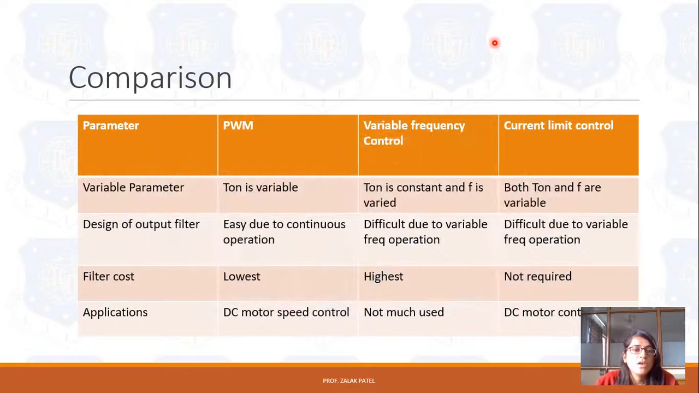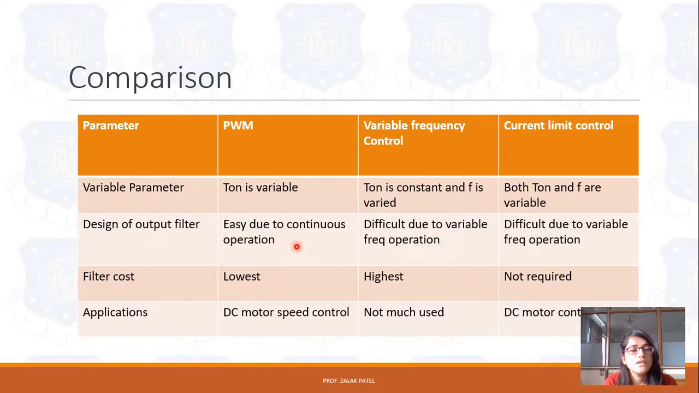Now let's see the comparison of the three methods. We will divide the comparison into four types of parameters, starting with the variable parameter. As we discussed, in PWM, T on is variable but frequency is fixed. In the variable frequency case, the frequency is varied but T on is constant. In case of current limit, as I discussed, both can be variable, the on time and the frequency.